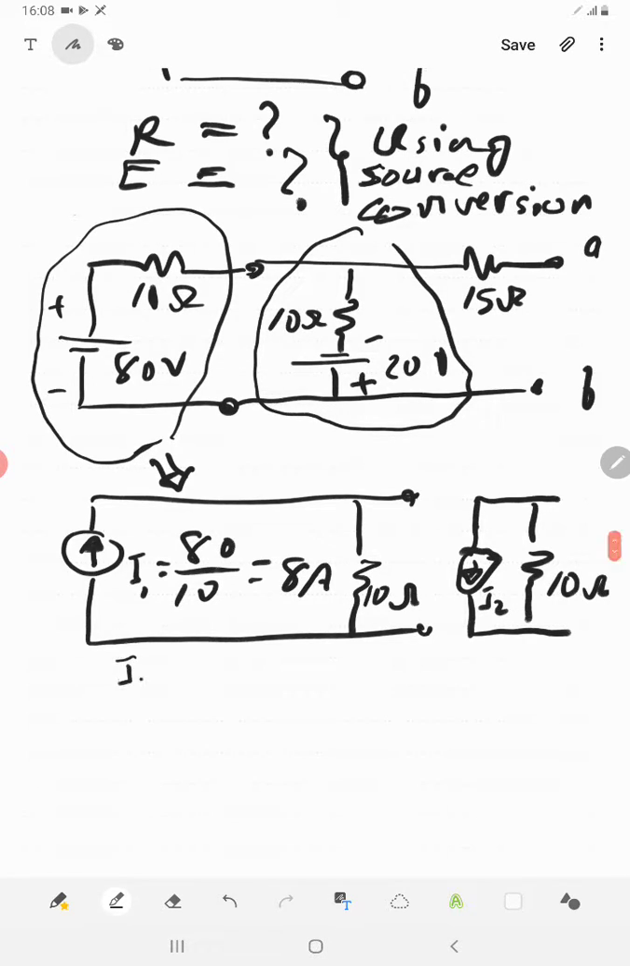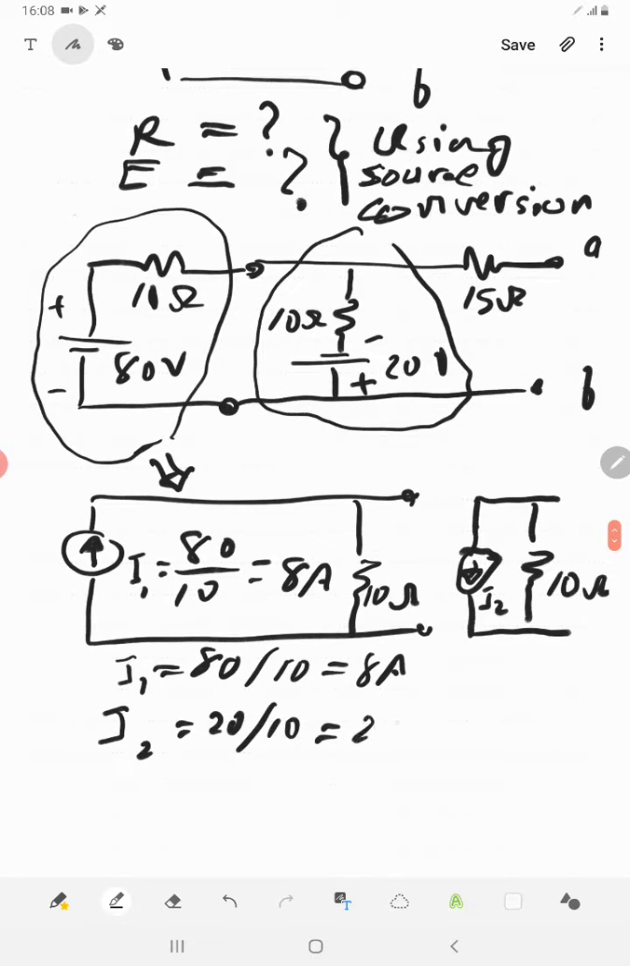So I1 is equal to 80 divided by 10, equal to 8 amps, and I2 is equal to 20 divided by 10, equal to 2 amps. But the direction of I1 is up, the direction of I2 is down, because this is negative and positive. Then these are connected together with these two points. And then we have a resistance 15 ohms here, and we have node B and node A here. Okay? So that's the first step.